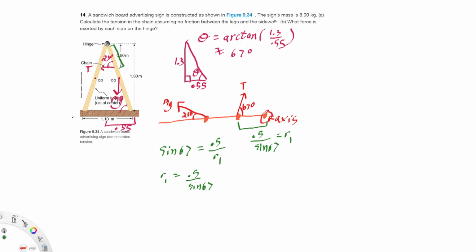Let me redraw this triangle a bit. So this is the distance we want. Our angle is 67, and we know the vertical part of this is a half. So sine of 67 is 0.5 over R1. Because if we want to calculate how much torque the tension is exerting, we need to know not just the amount of tension, but how far from the axis of rotation it is.